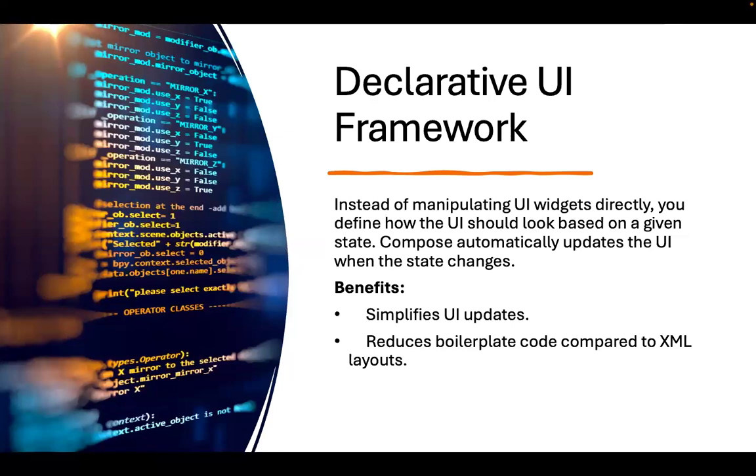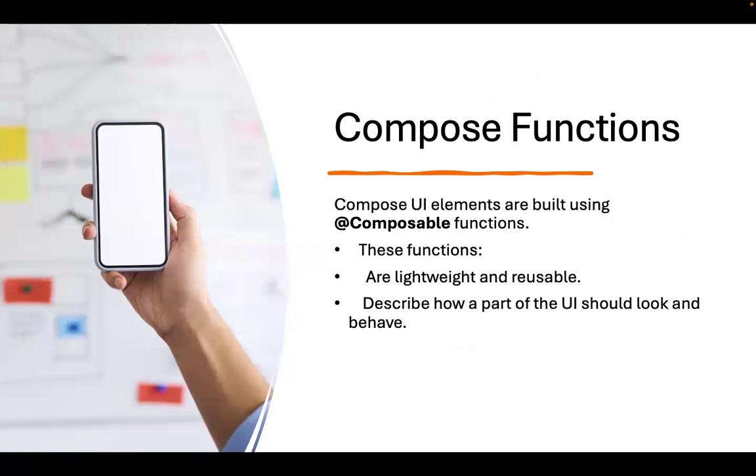So if Compose automatically updates the UI, what is the benefit? The benefit is that it reduces the code compared to the XML layout, whatever code we have. Also, it simplifies UI updates; we can update the UI easily. So these two are the benefits of this architecture. The first architecture here is the declarative UI framework. This is the first advantage.